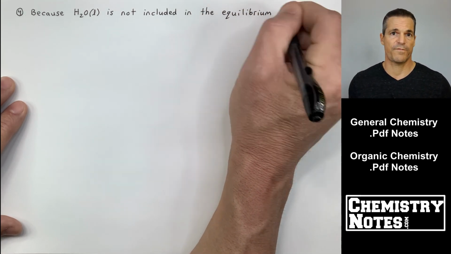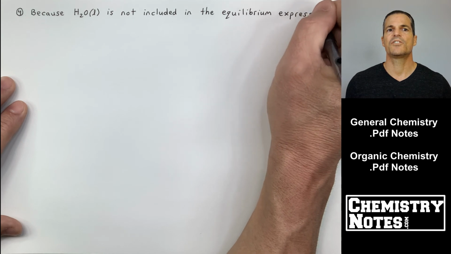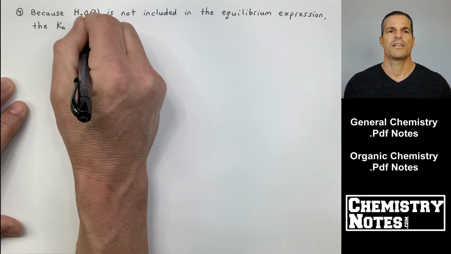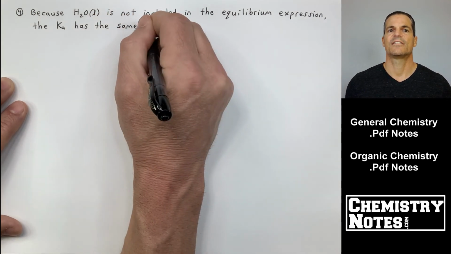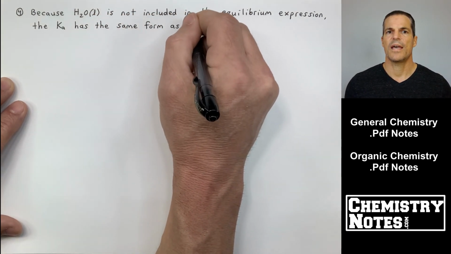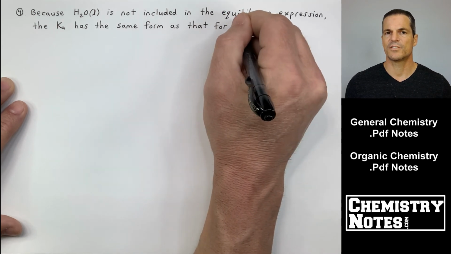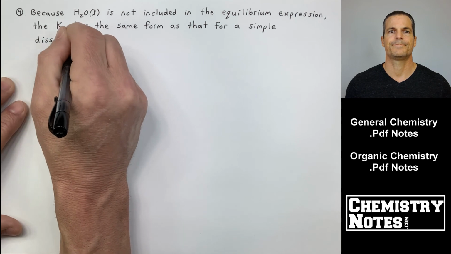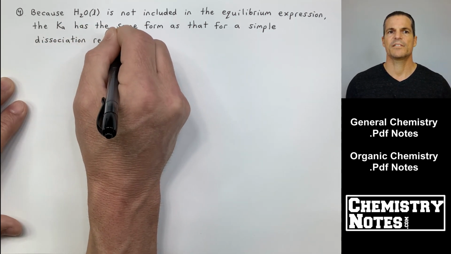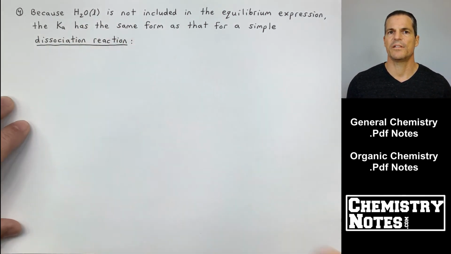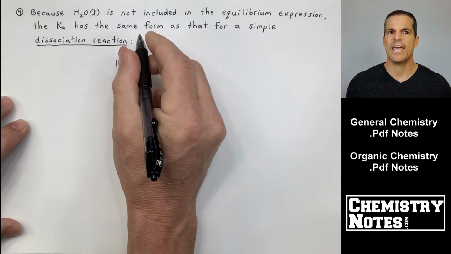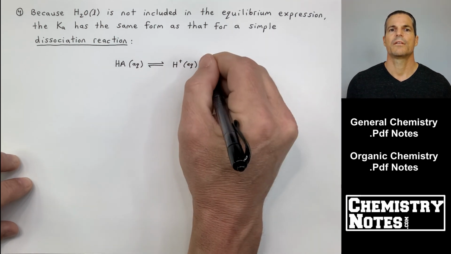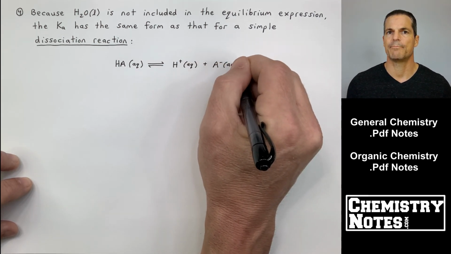All right, note number 4. Because H2O liquid is not included in the equilibrium expression, the Ka has the same form as a simple dissociation reaction for HA. Let me explain what I mean. First, let me reread this. Because H2O liquid is not included in the equilibrium expression, the Ka has the same form as that for a simple dissociation reaction. This reaction that I'm writing right now, I'm putting a box around.